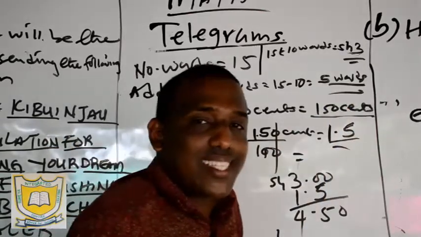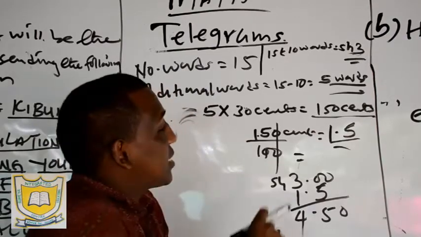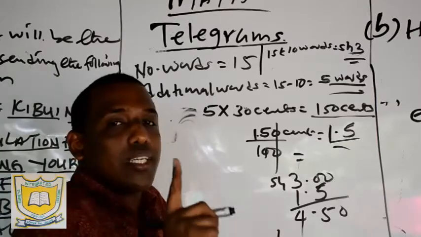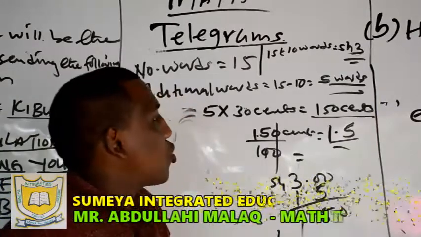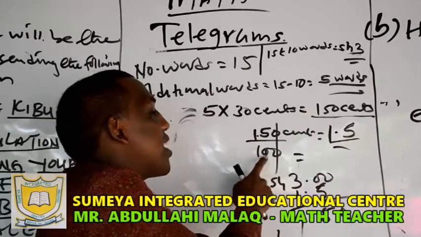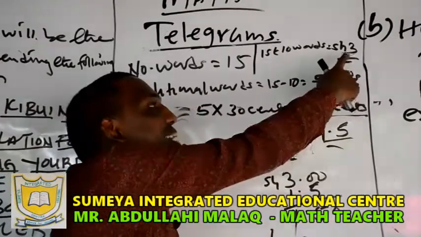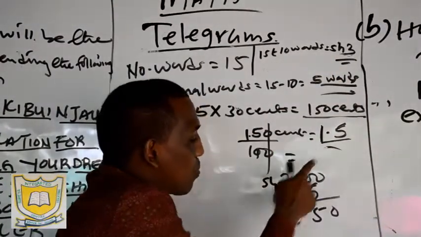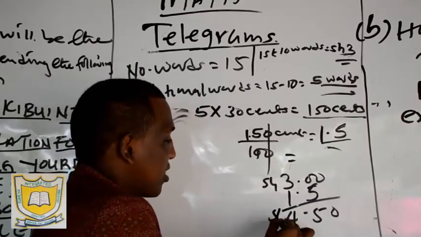Whenever you are given cents, what you do, you change the cents into shillings. How do you change cents into shillings? You divide by 100, because 1 shilling has got 100 cents. That's what you should know. So 150 cents divided by 100, now we are changing to shillings. You will get 1 shilling and 50 cents. Plus the shillings 3 that was charged for the first 10 words. So 3 plus 1.5, you will get shillings 4 and 50 cents.